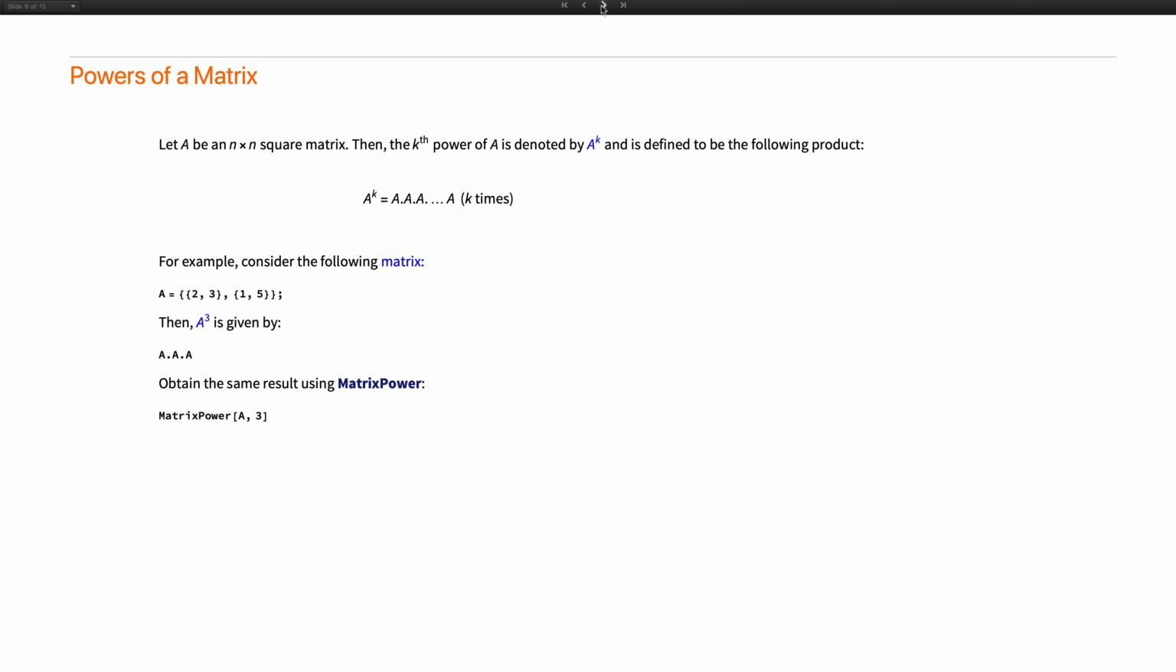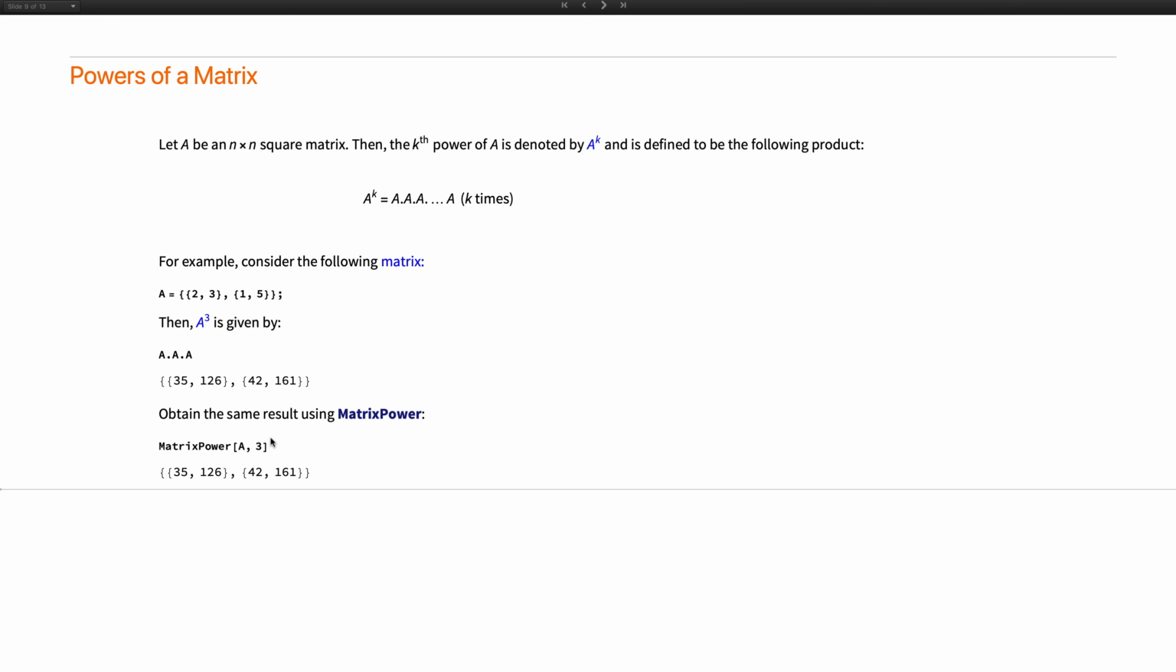So as a nice application of these ideas, let's talk about the powers of a matrix. So let's say you have a matrix A, a square matrix. Then you can compute the kth power of A by multiplying A by itself k times. So for example, here's a 2 by 2 matrix. You can compute A cubed by doing A times A times A. And we have a nice function called MatrixPower, which will do that for you quite directly. So you see over here that you get back MatrixPower[A, 3], giving you A cubed in this case.